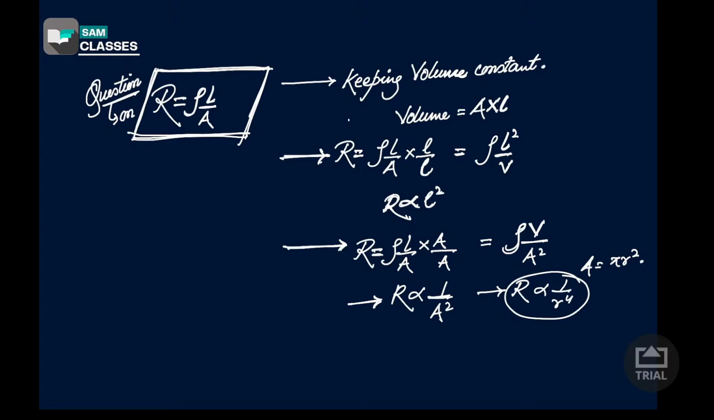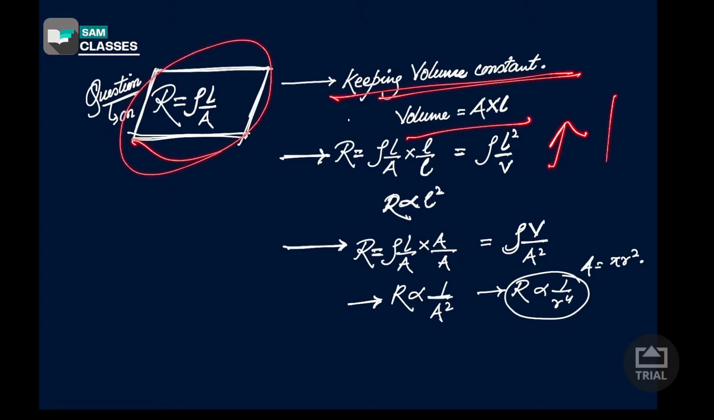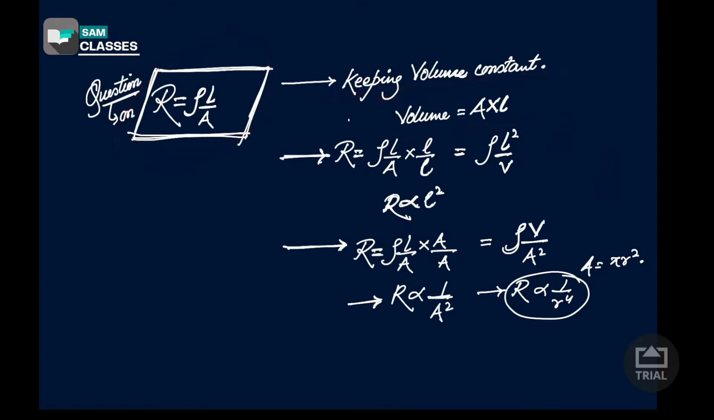Now, this is the important part. From here, a lot of questions keep coming, from CET and COMEDK also. What do they do? R is equal to rho L by A. Now, keeping volume constant, you are increasing this. What will be the change in R? This kind of question will keep coming; these kinds of questions are there more in the exam.